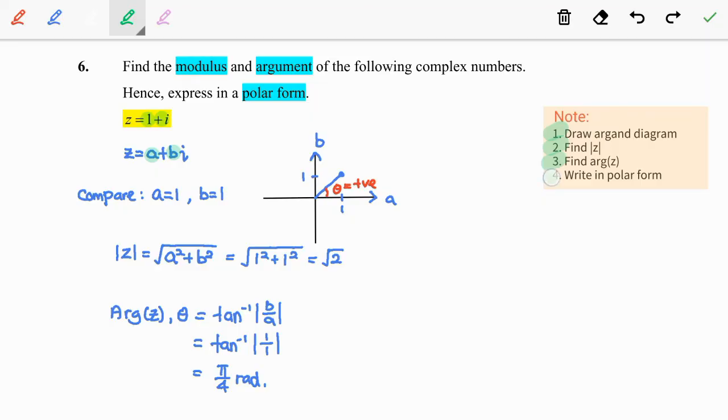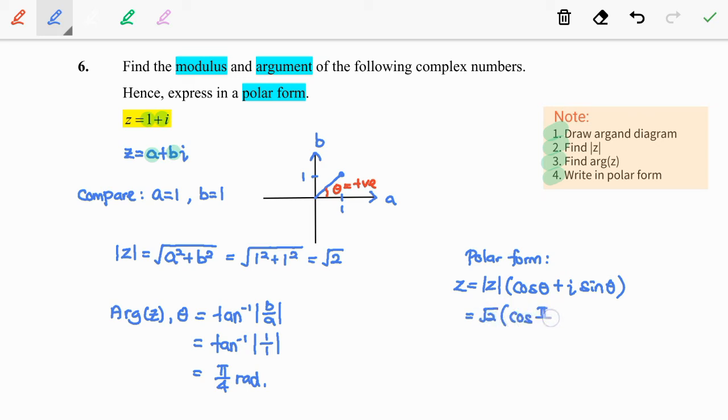And finally, step 4, we are going to write in polar form. So in polar form, z is equal to modulus of z times cos theta plus i sin theta. So here we have z is square root 2 times cos pi over 4 plus i sin pi over 4.